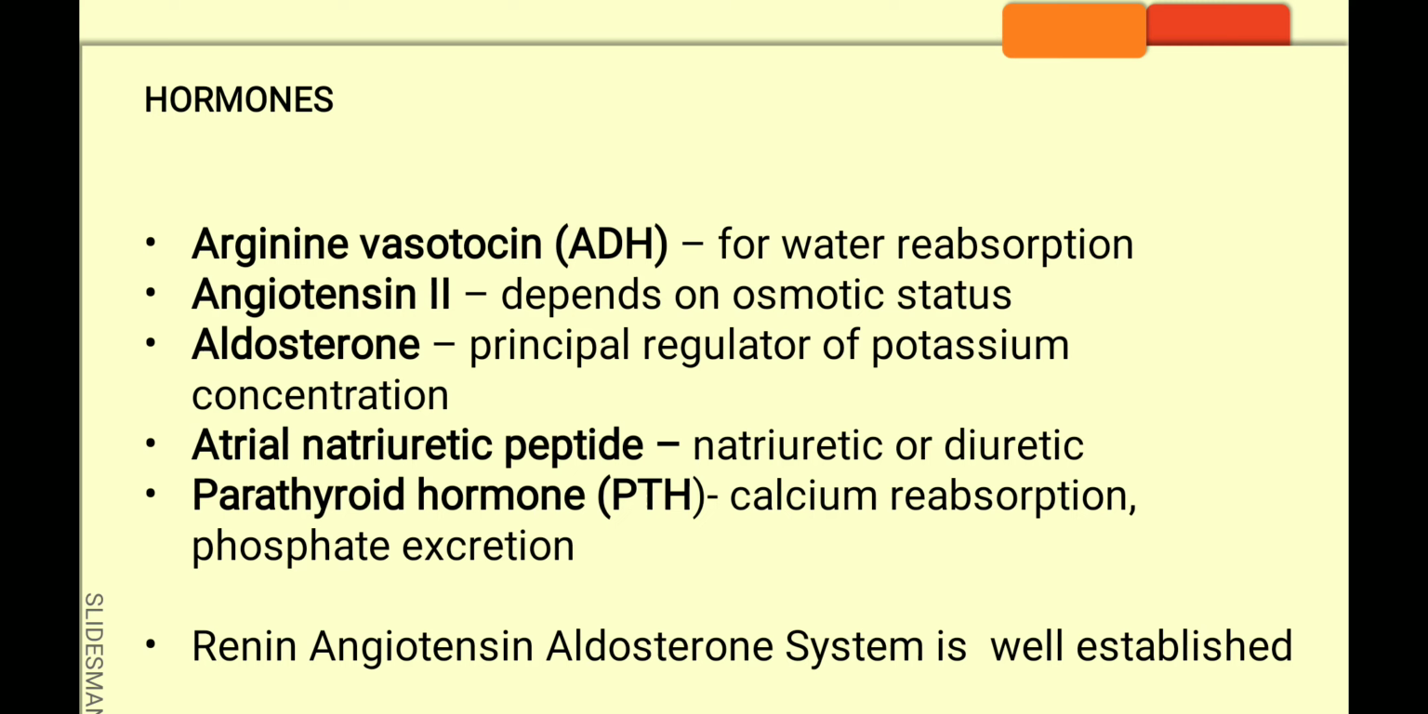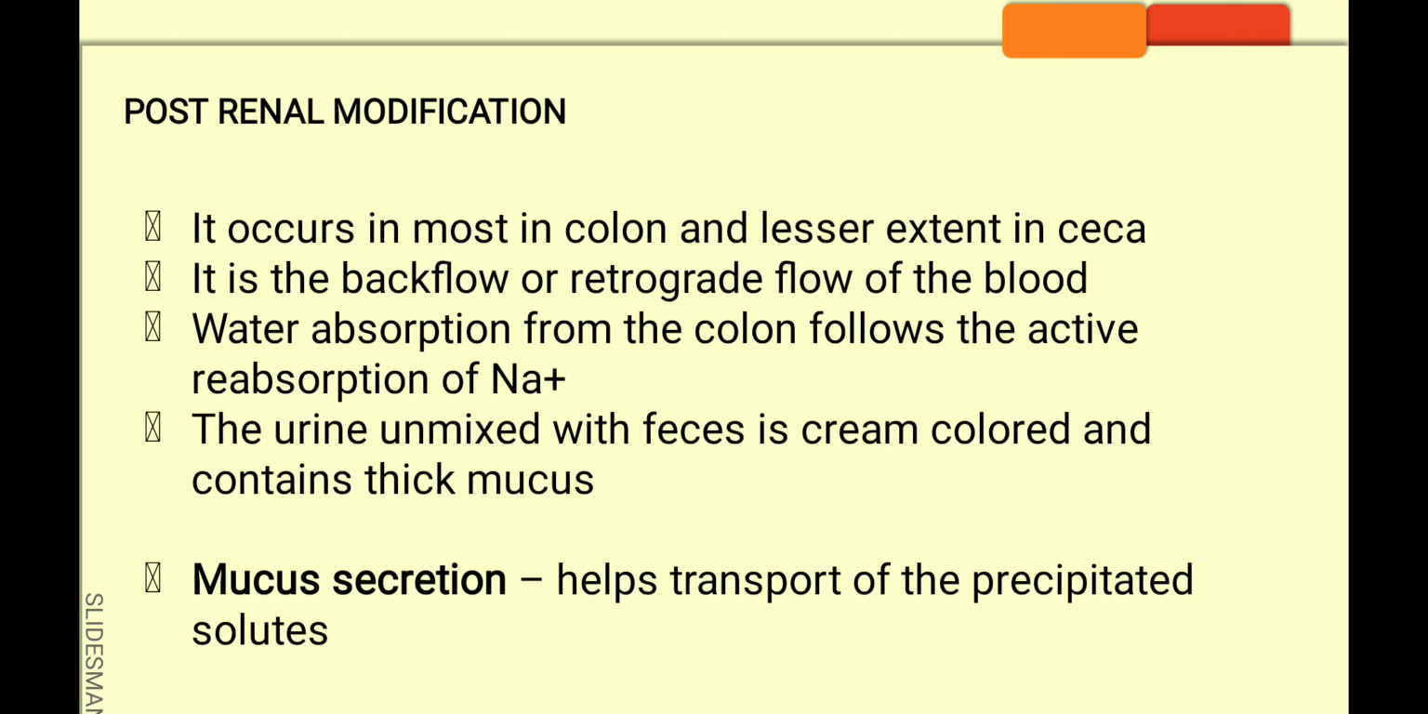It is also important for us to know the postrenal modification. Postrenal modification occurs in most colons and to a lesser extent in ceca. It is the backflow or retrograde flow of the urine, and the water absorption from the colon follows the active reabsorption of sodium ion. The urine mixed with feces is cream colored and contains thick mucus. Mucus secretion helps transport of the precipitated solutes.